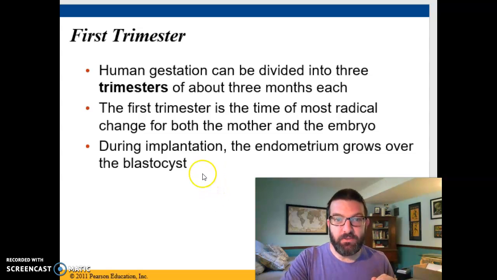This is a time of radical change, but we're going to talk about the details of this development in the next chapter.